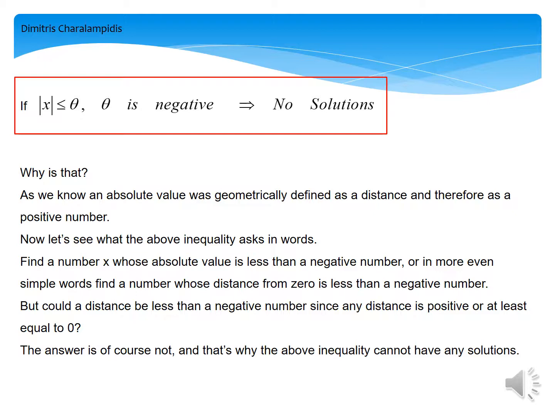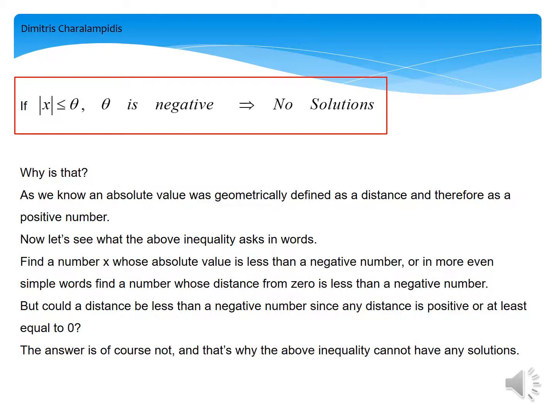We get that if the absolute value of x is smaller or equal than theta, where theta is a negative number, then in that case we directly write that this inequality has no solutions.